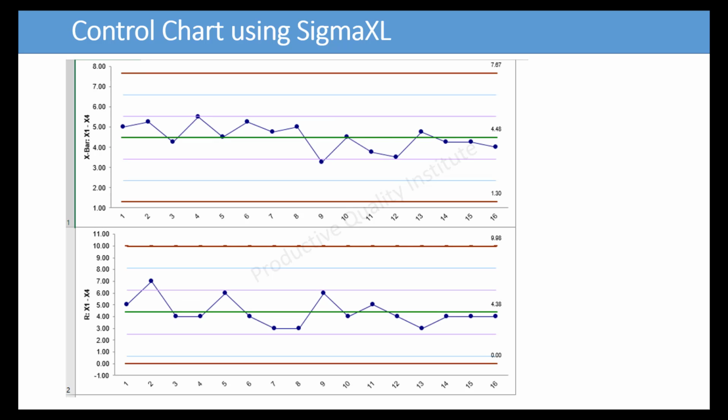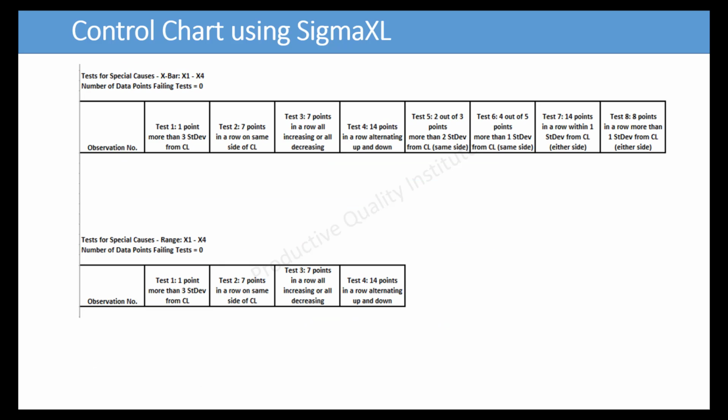Here are the control charts after taking an action plan and solving the problem. The Test for Special Causes report shows that there are no special causes of variation and no failing test points.